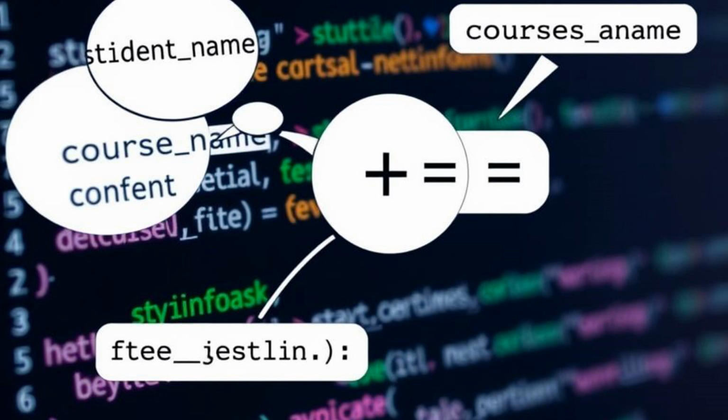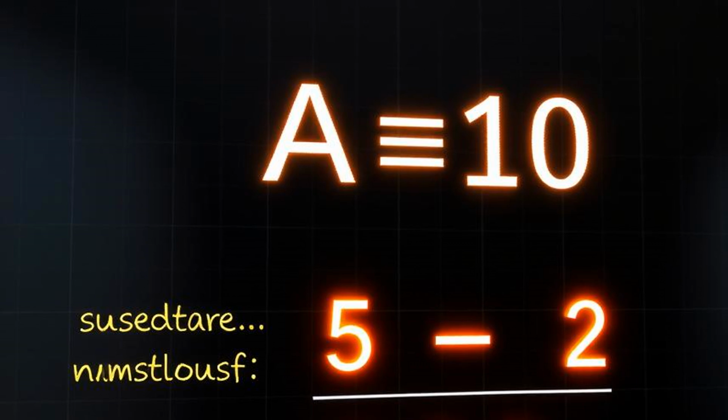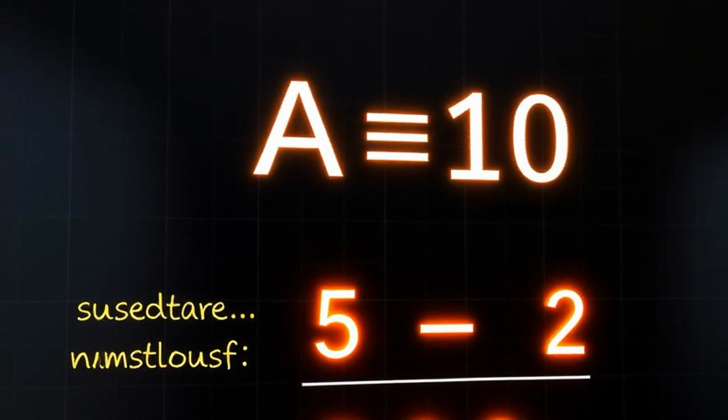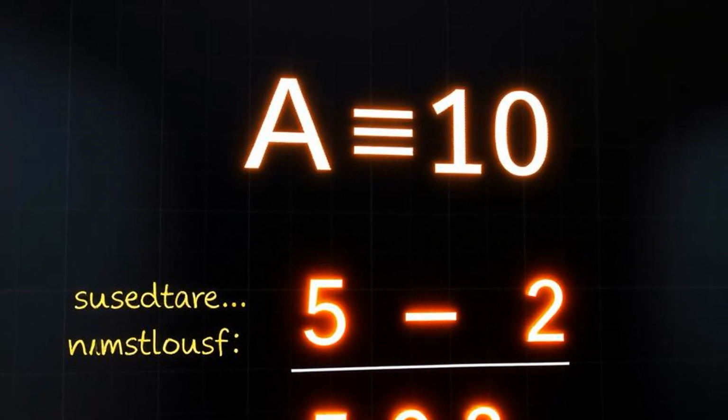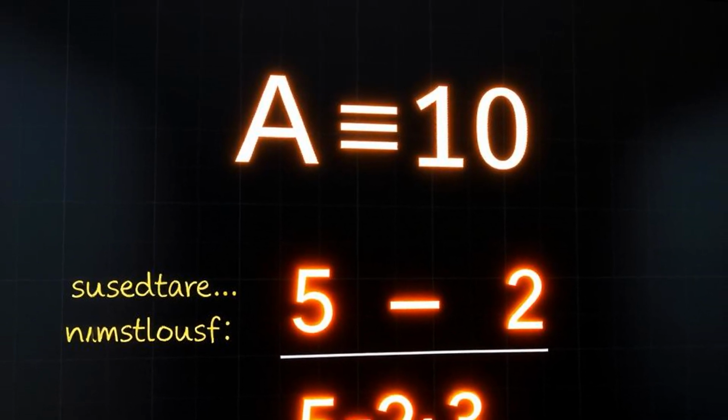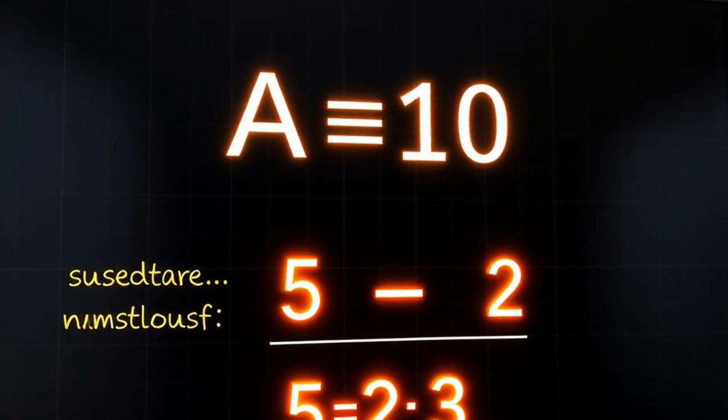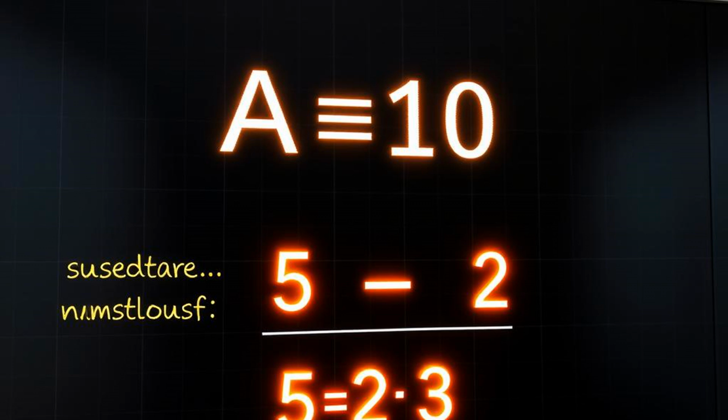Why are variables so important? Because they allow your program to be dynamic. Instead of just printing static text, variables enable you to store information, retrieve it, modify it, and reuse it throughout your program's execution. This makes your code much more flexible, efficient, and readable. A fascinating aspect of Python is its dynamic typing.